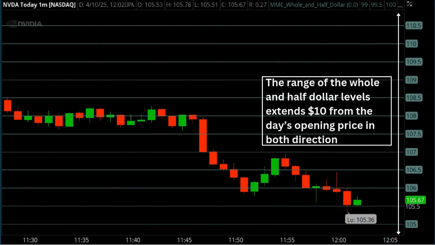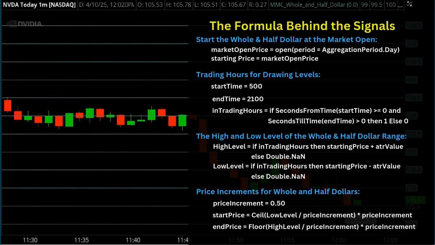The range of these levels extends $20 from the day's opening price, $10 above and $10 below. This keeps the chart focused on the most relevant area of price action, while avoiding unnecessary clutter. Behind the scenes, this indicator is powered by a straightforward formula. By default, it begins at the opening price of the day and draws horizontal lines at every 50-cent increment. The highest line is placed $10 above the open, and the lowest line is placed $10 below. These lines only appear during regular trading hours, ensuring the chart stays clean, efficient, and ready for action.